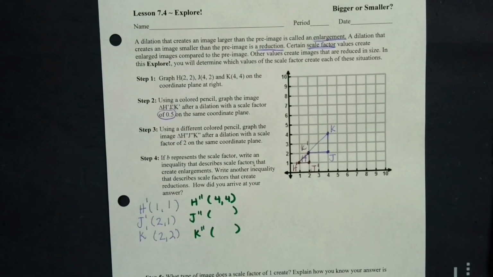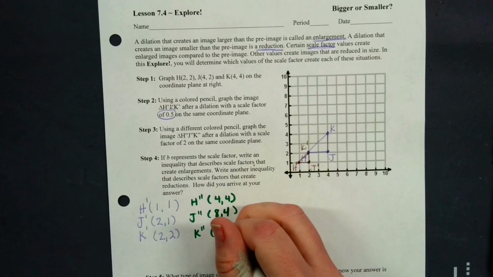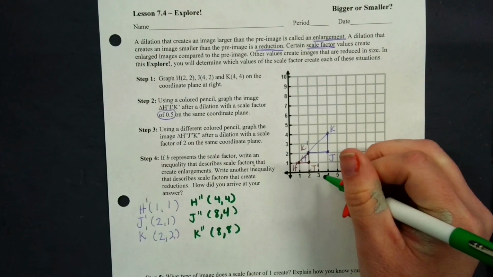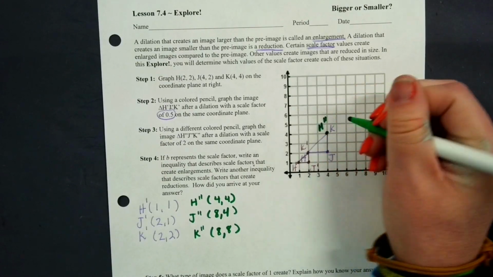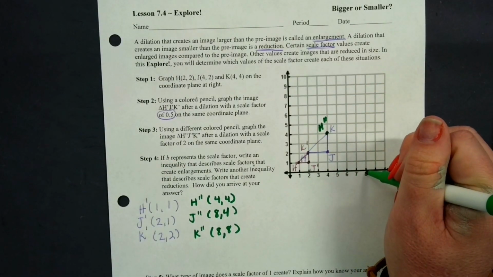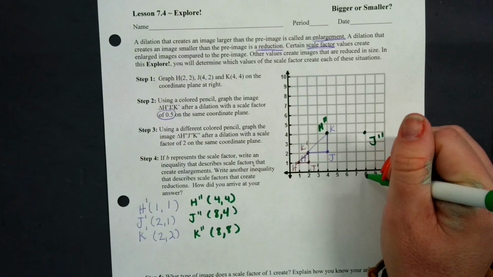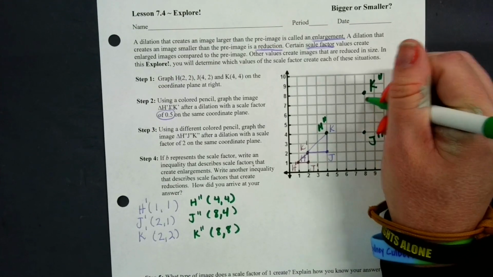Okay, so we should have had 8, 4 here, and then 8, 8. Do you agree? Okay, so now we're going to take that colored pencil, that new one you just got, and we're going to graph that. Over 4, up 4, H double prime. Over 8, up 4, J double prime. And over 8, up 8, K double prime.